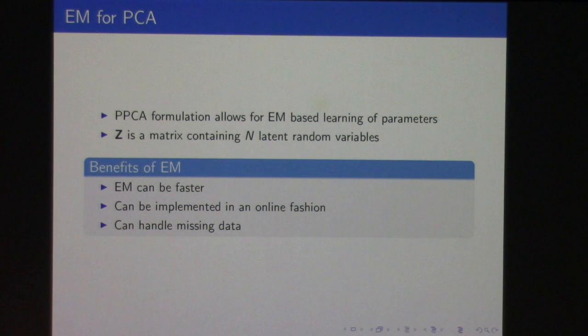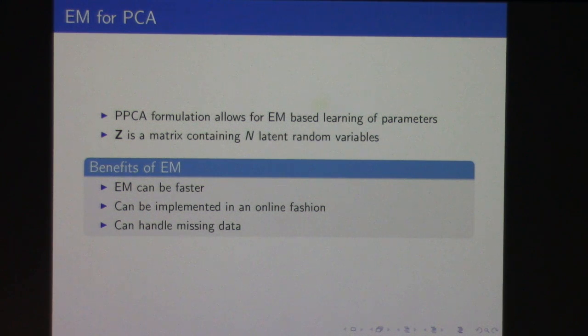And these are the benefits. So the question is, why would you want to do EM, right? EM can, in some cases, when the data is very large, be faster, and it can also be implemented in an online fashion, right? Because as the data comes in, you can keep recomputing your E and M. So it is more adaptive to that kind of setting, and it can also handle missing data.